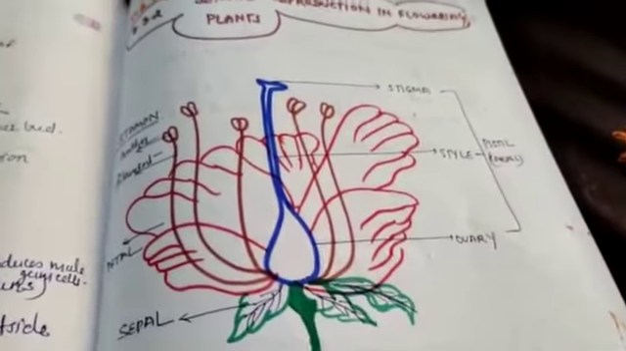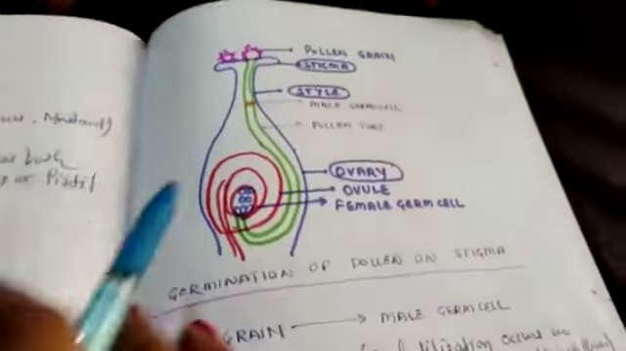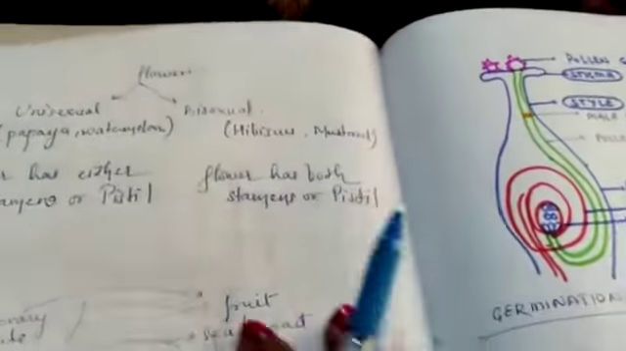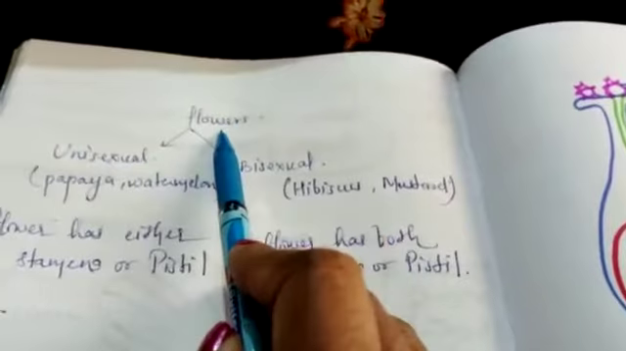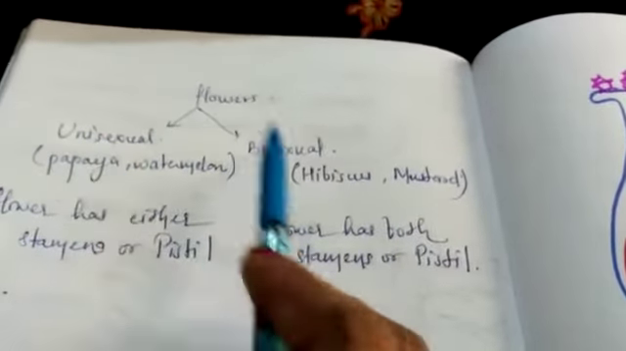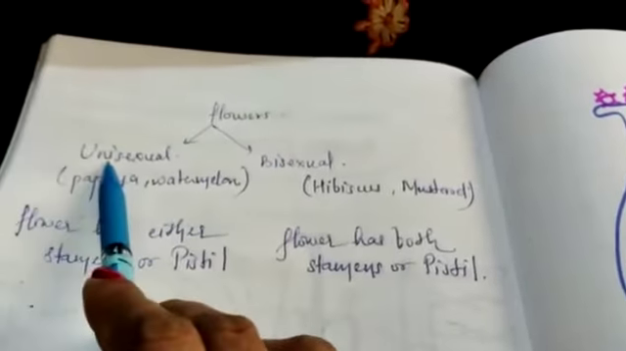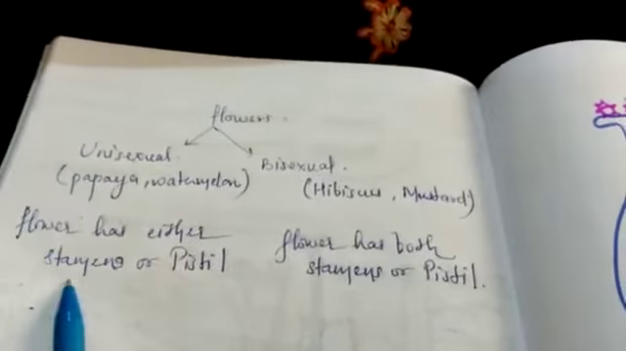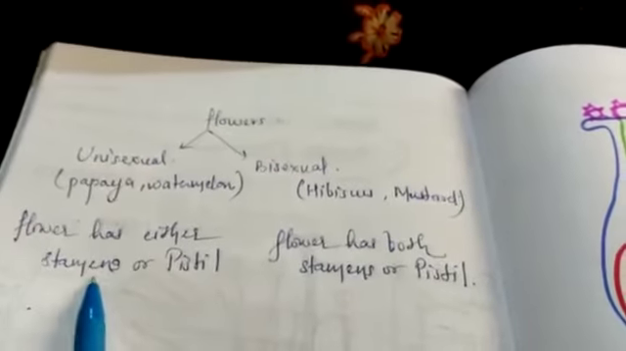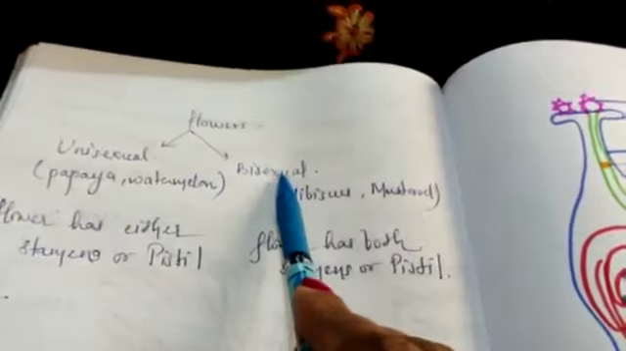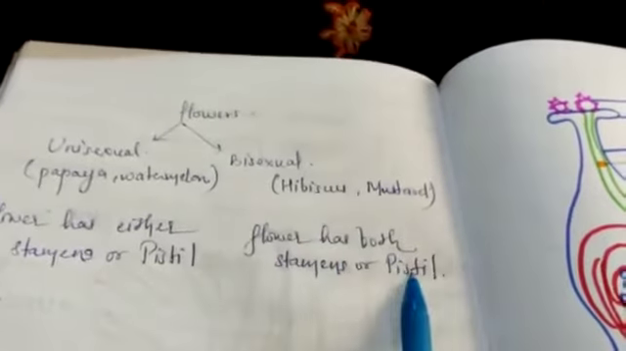Then next we have another figure for you, this one, right? And about this one, before this we have something about flower. Flowers are of two types. दो तरीके का होता है. One of them is unisexual, other one is bisexual. Uni means single sex organ is present. Flower has either stamen or pistil. या तो उसके पास stamen होगा या pistil होगा. Bisexual, both sex organs. That means flower has both stamen और pistil.